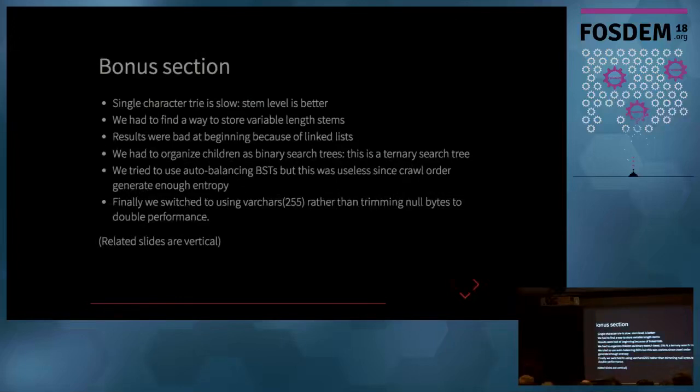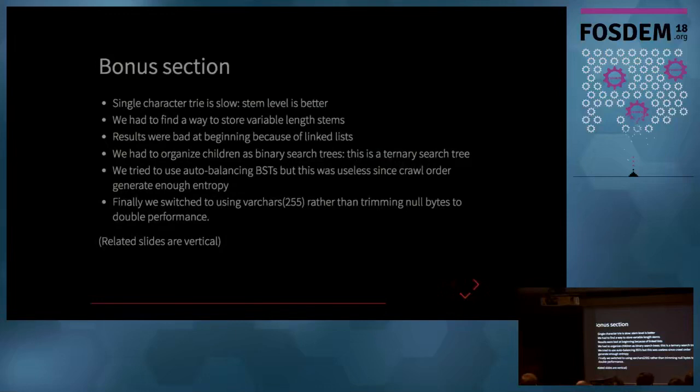So what we discovered is that a single character tree is slow, because the stem level is better. If you store .com or Google or something like this, instead of a single character, you compress a lot of space and you go faster because the structure is even lighter, and voila. But the issue here is that we had to find a way to store variable length stems, because a character is quite easy to hold. It's just a byte, whereas a stem could have 16 bytes or even more. So we designed a thing to do that.